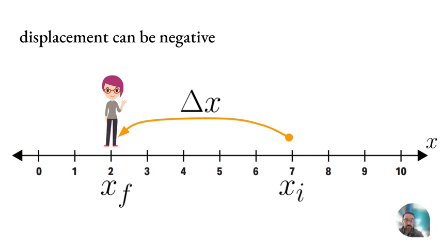But that means displacement can be negative because you might have, instead of moving to the right, moved to the left. And your final position might be a lower number on the number line than your initial position. Here we started at xi equals 7. We finished at xf equals 2, which would give us a displacement of final minus initial, giving us negative 5, whatever the distance units are here.